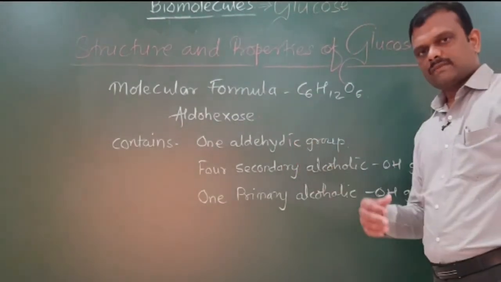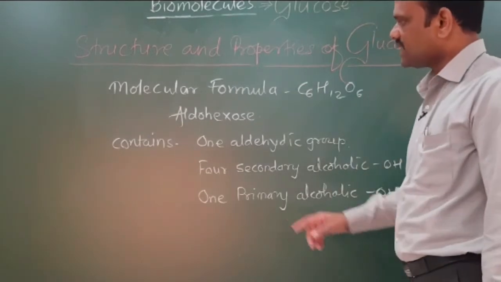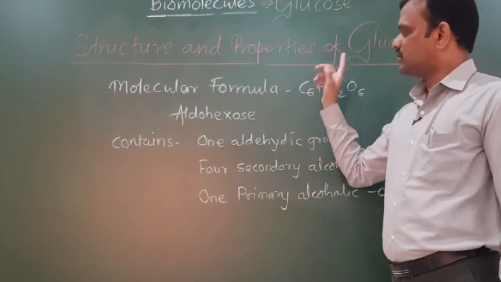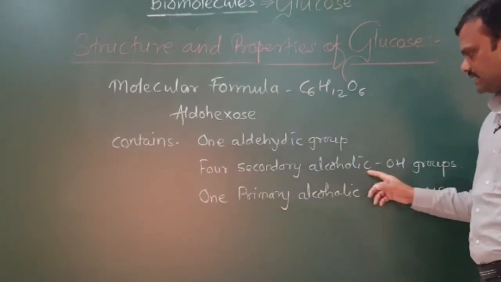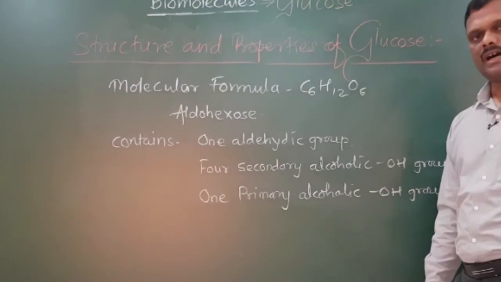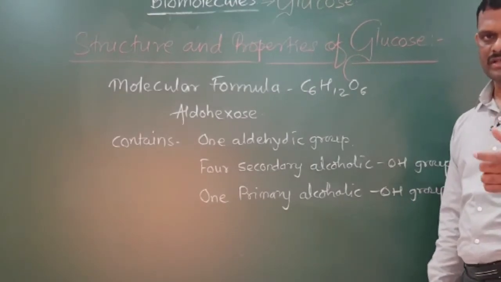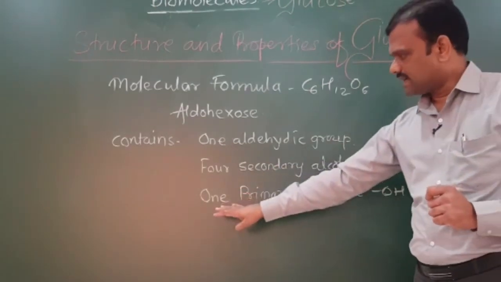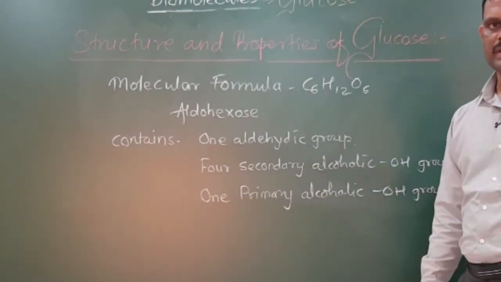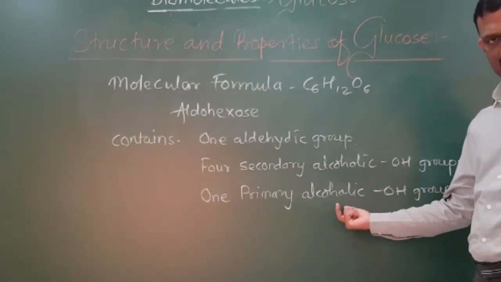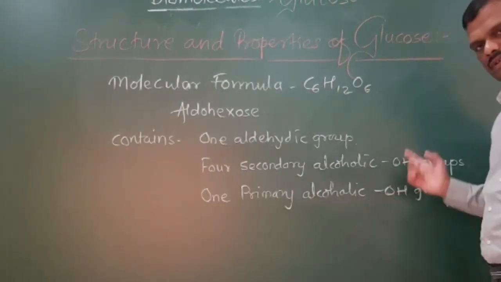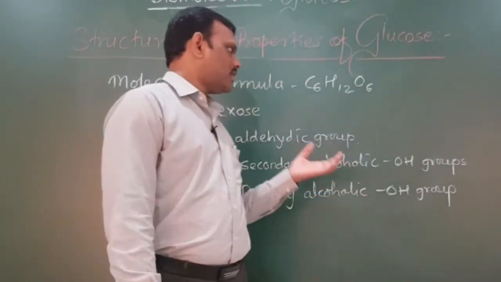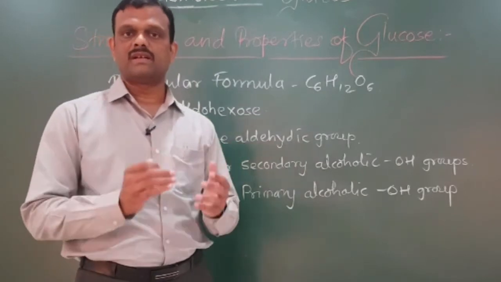Now on the basis of chemical properties it is observed that there is one aldehyde group present in glucose. 4 secondary alcoholic hydroxyl groups are present in the molecule. That means the hydroxyl groups are attached to secondary carbon atoms. Those hydroxyl groups are 4, and the remaining one hydroxyl group is present at the end of the chain, hence it is a primary alcoholic hydroxyl group.